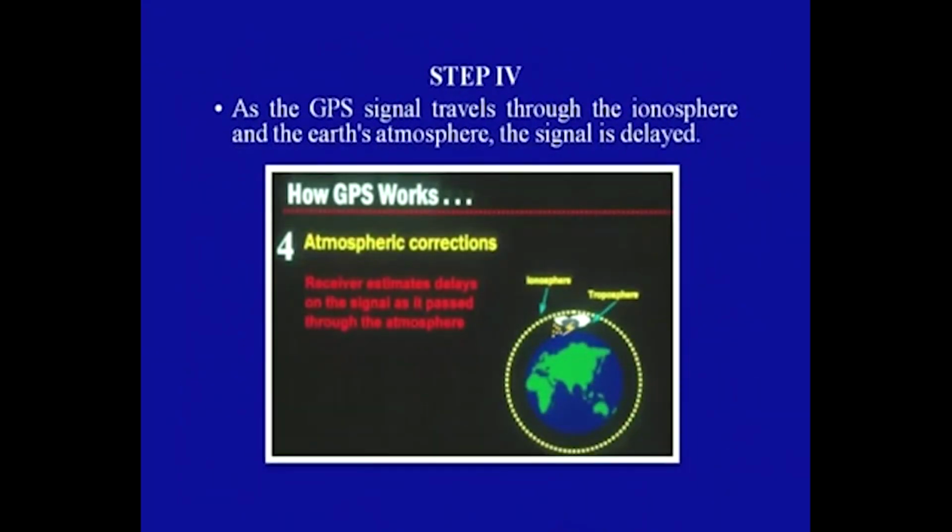The fourth step is basically to provide a correction to the signal transmission which has taken place. This is primarily because of the atmosphere layer through which these signals have to travel. So, we have to work out what is the delay which has been imposed by the atmosphere onto the signal which has been transmitted by the satellite and has been received by the GPS receiver.